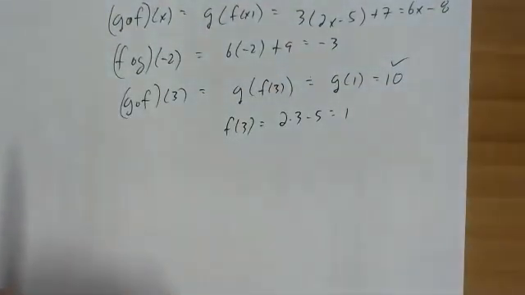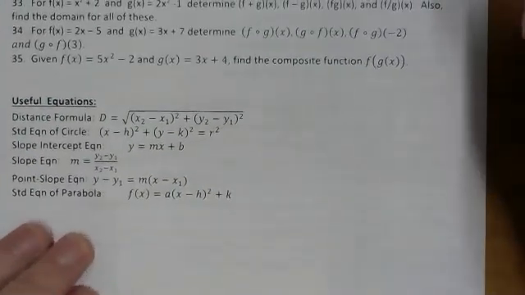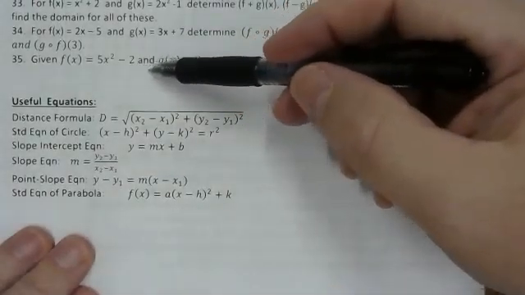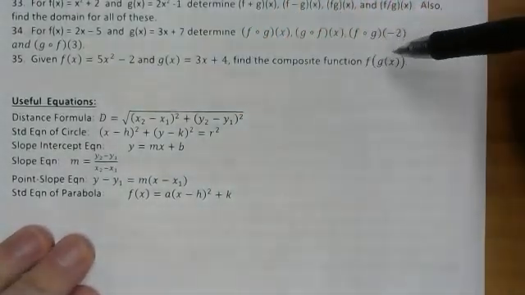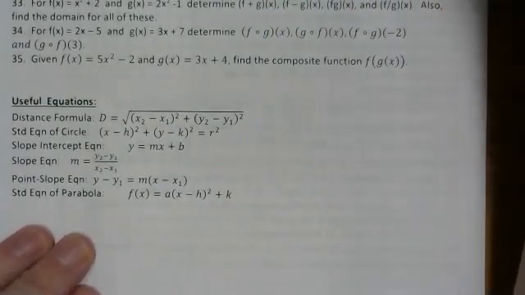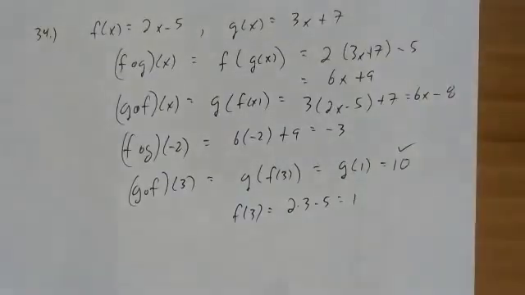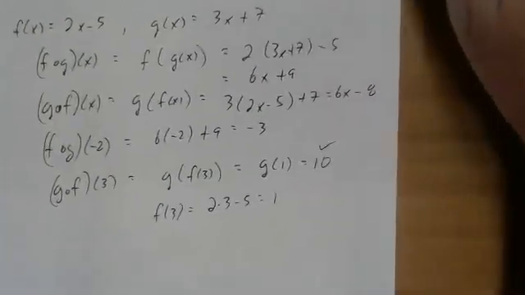All right, the last problem, 35. Another composite problem. Two functions. See, f of g of x is another way of saying f composite g, so it's really another composite. They call it a composite function.